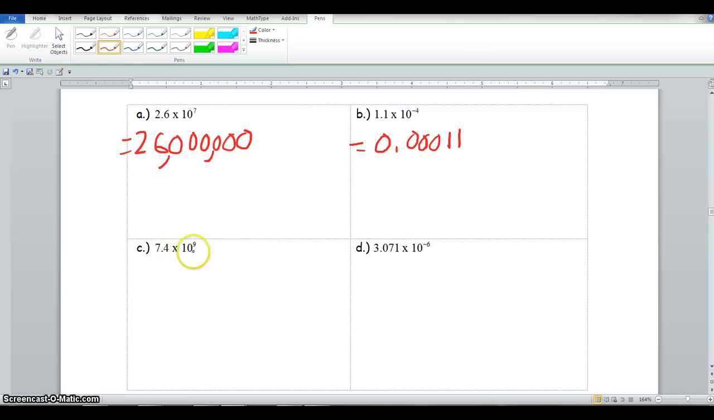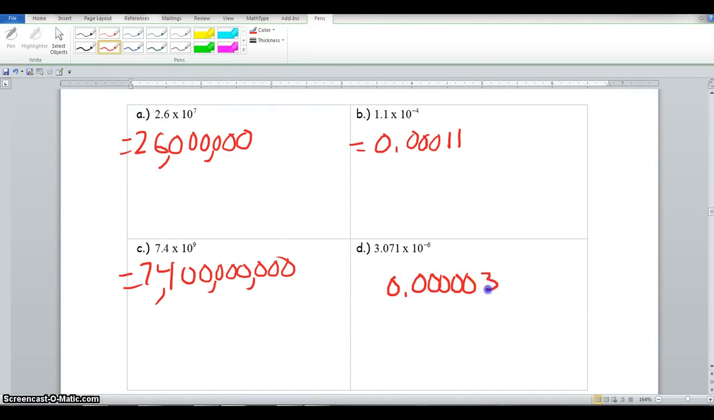Now we have C, 7.4 times 10 to the 9th. We'll move this decimal 9 places to the right. So it'll be 7, 4, and then 8 zeros. So this will be our final answer for this problem here. So it'll be 7,400,000,000. Now we have 3.071 times 10 to the negative 6. We need to move that decimal 6 places to the left. So it'll be 0.000003071. And that will be the final answer here.